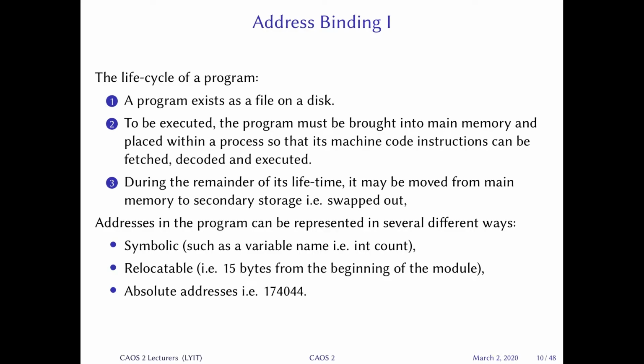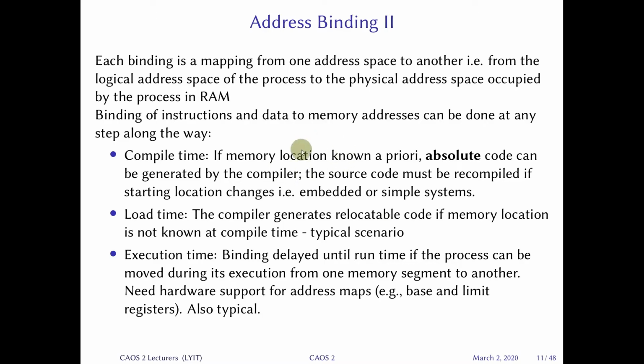So in the example that we've got here, you can see that we've got an absolute address, which is 174,044. So that's an absolute address. We have a little bit here which we don't need to worry about too much, which is about mapping from one address space to another. So we'll talk about this in a little bit more detail, which is the idea that there's a logical address space for a process, and then there's the physical address space. Now, the logical address space and the physical address space are not the same.